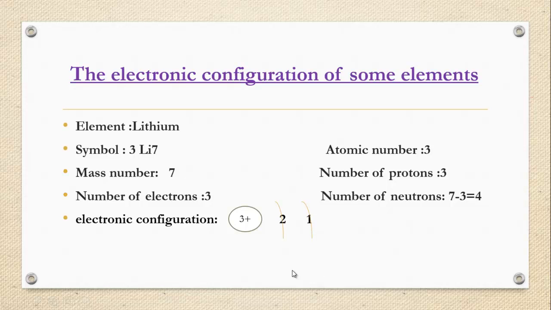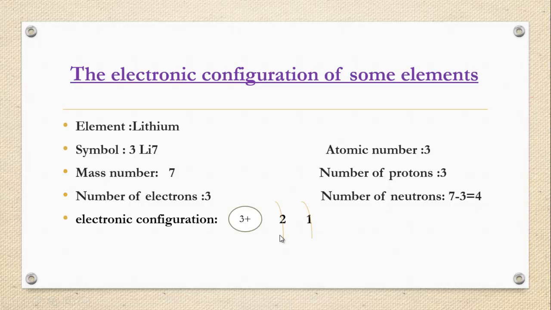Okay? If you want to configure electrons, you will configure the number of protons. The number of protons, or number of electrons, here equals 3. Your electronic configuration: number 1, draw the nucleus and write inside it positive 3. It means that this nucleus contains 3 protons.